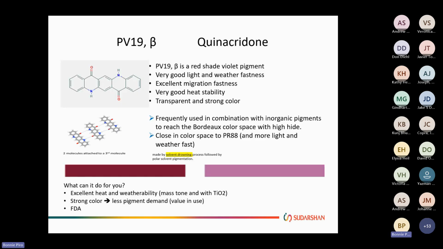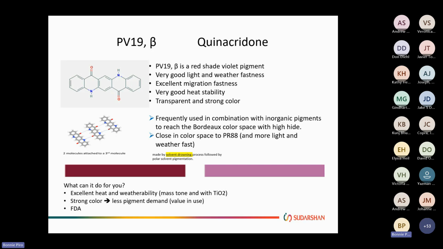The beta crystal of the Violet 19, that is the red shade violet color space. It's a stronger pigment than the gamma shade. Its crystal is formed by two of the molecules attached to a third. So it tends to be more transparent. As I mentioned, very strong in color.